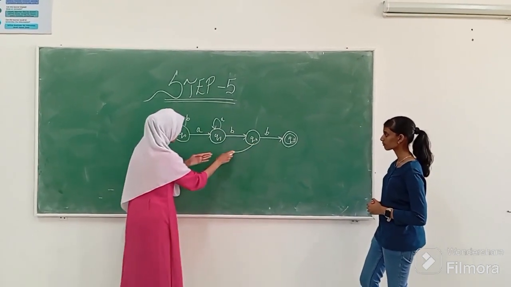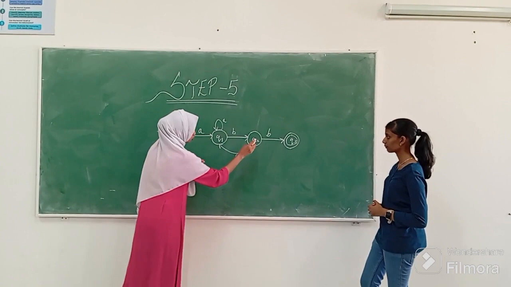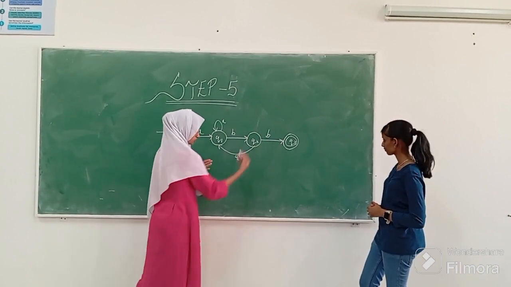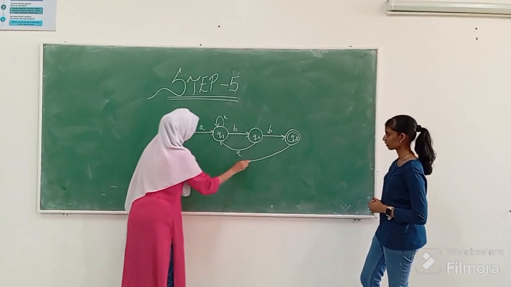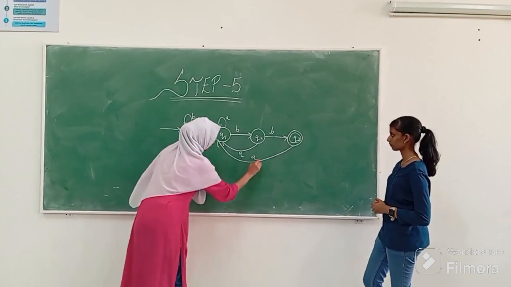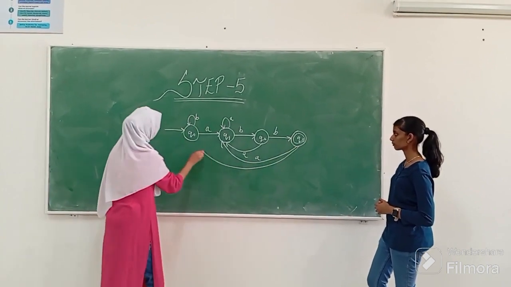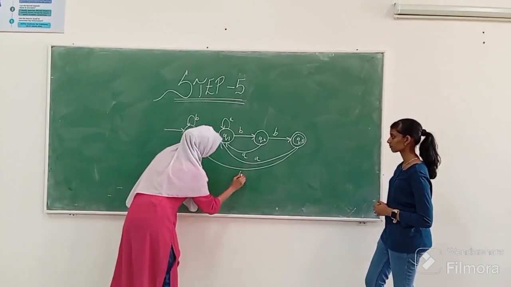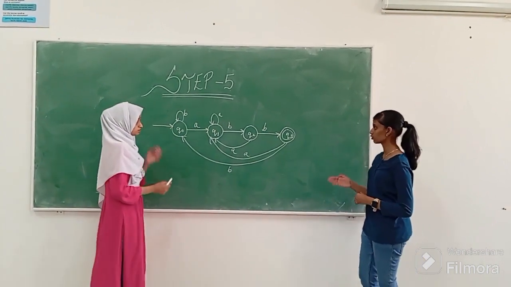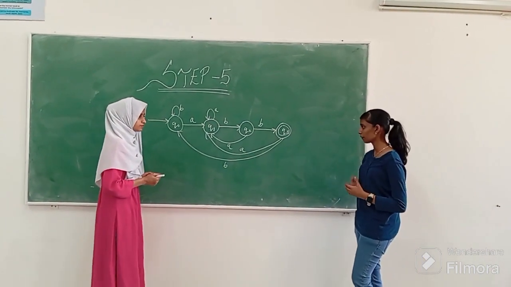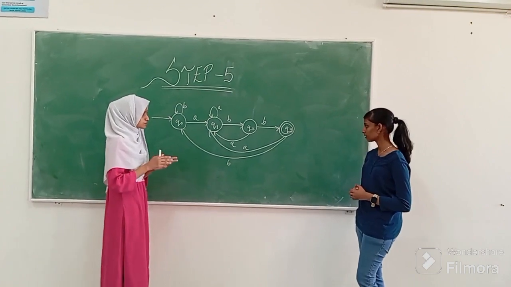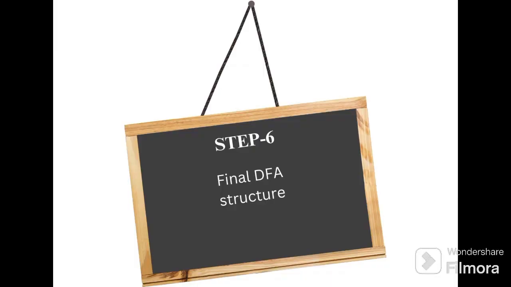Q2 on A comes to the state Q1. Q2 on B goes to the state Q3. Q3 on A comes to the state Q1. And Q3 on B goes to the state Q0. Okay, so this is the string ending with ABB, right? Yeah. Do you remember our question? Yeah, it was a substring not ending with ABB.